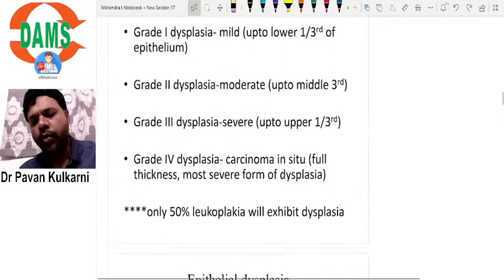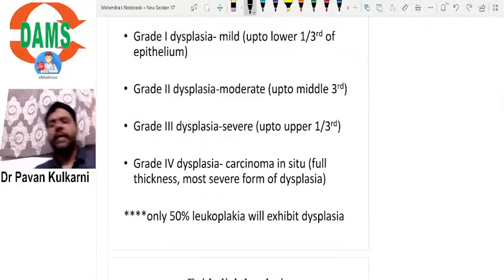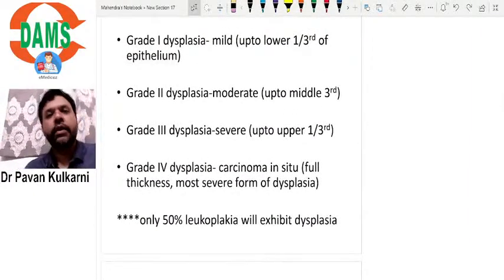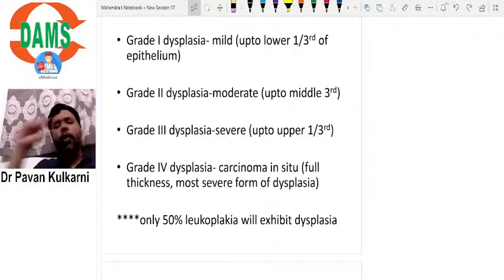Okay, now what is the grading of dysplasia? A very important concept which I want you to understand. What is the grading of dysplasia? Now, dysplasia means, I have told you, disturbed or altered. If the dysplasia is there only in the lower 1/3 of the epithelium, you call it grade 1.